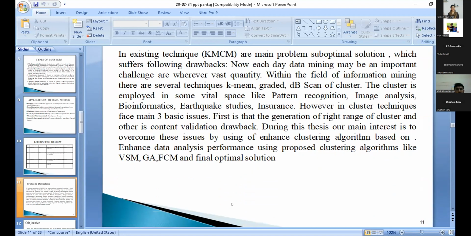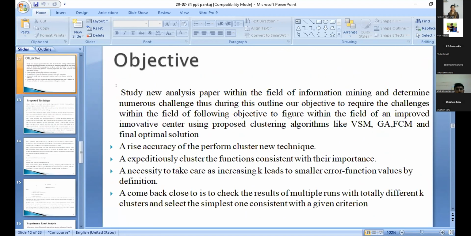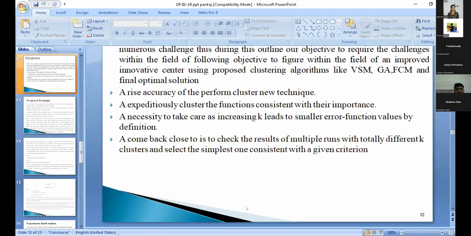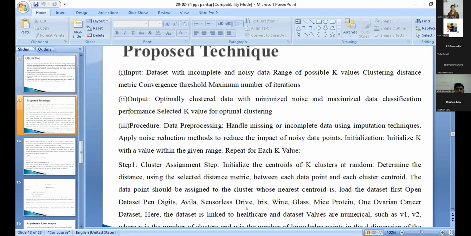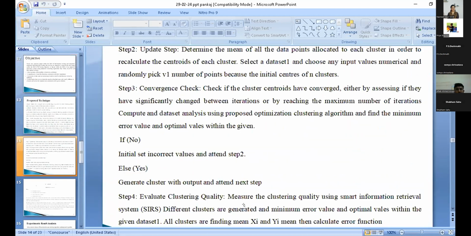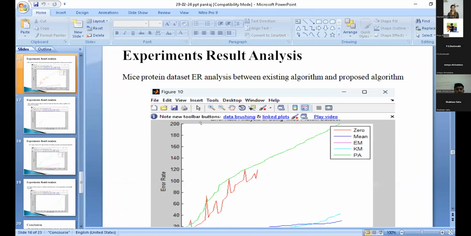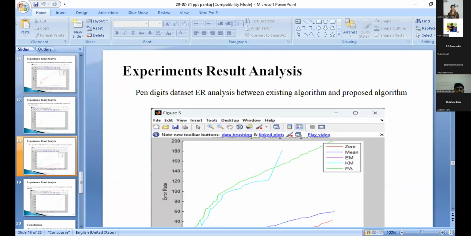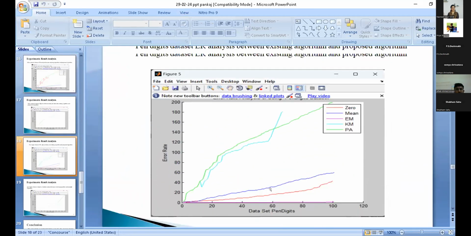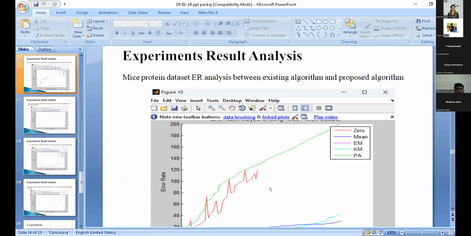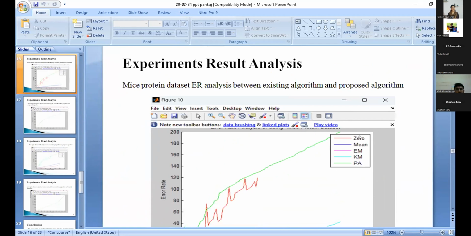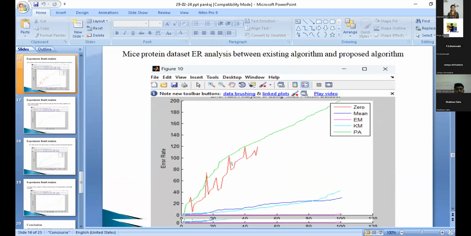Here we have used 2 data sets. I have given you some graphs. Here we have used 2 data sets, mice protein and pen digits. This graph shows the error rate for different clustering algorithms applied for calculation of error rate according to the protein data set.